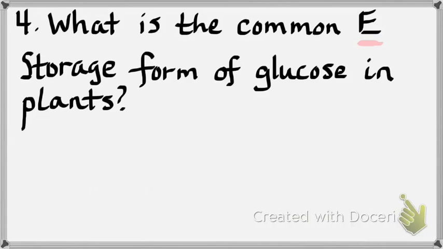Let's go to question 4. What's a common energy storage form of glucose in plants? It's starch. It's how they store their extra glucose to use later for energy. Humans figured this out, and that's why we harvest plant parts that are rich in starch. We harvest potatoes. We harvest corn. We harvest wheat. We harvest rice. Those are all rich in starch.